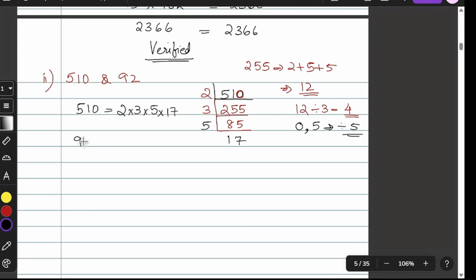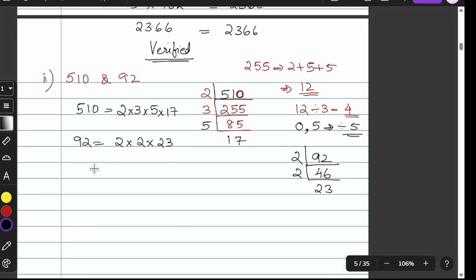Similarly, I have to write the factors of 92. How to find them? Again I can divide by 2, since the last digit is 2. 92 divided by 2 gives 46. Since the ending number is 6, I can divide again by 2, and I will get 23. 23 cannot be divided by any number, so I will leave it like that. So the factors here are 2 into 2 into 23.